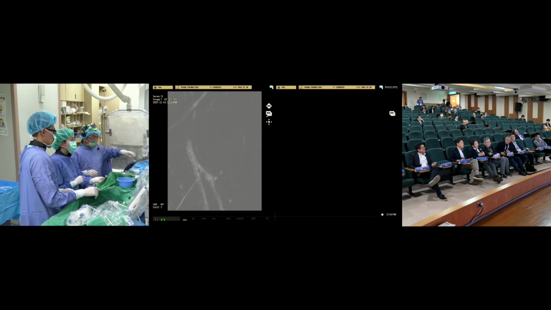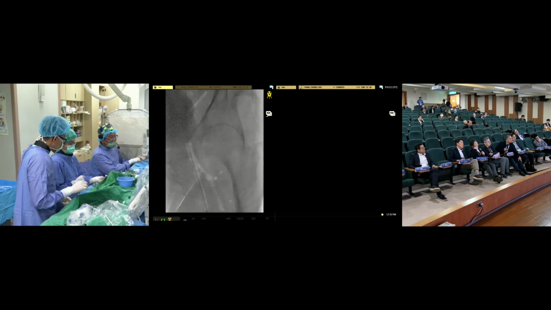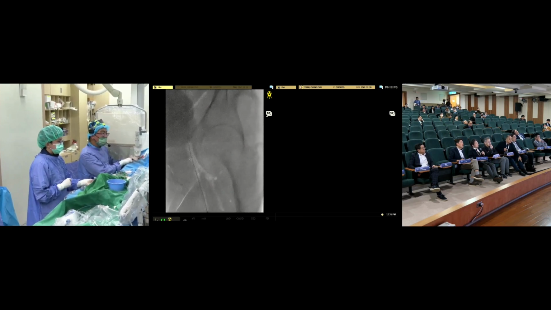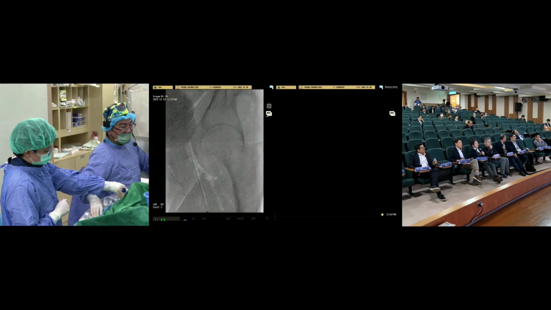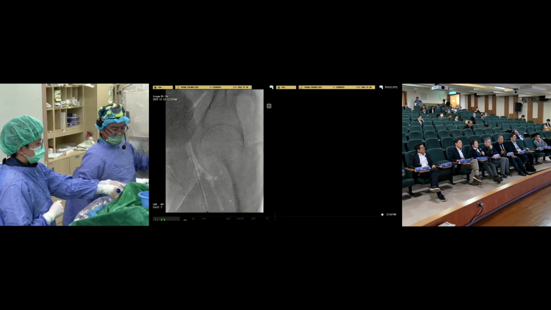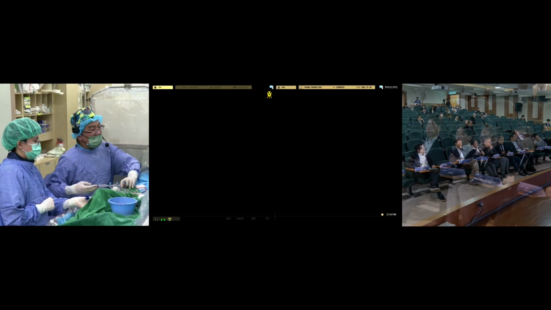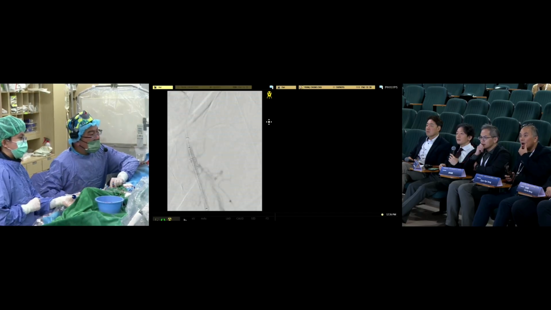Dr. Zong, how long is this stent? It seems to be much longer. Yeah, because now we only have the shortest, 80 millimeter. 80. Okay. You don't have the short one today.